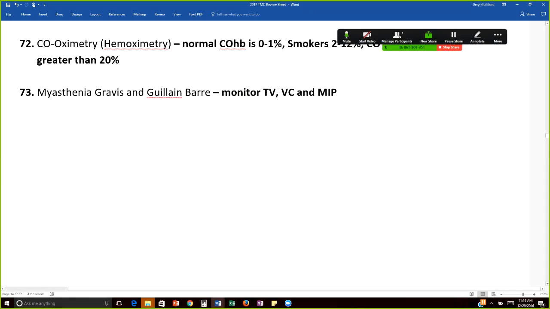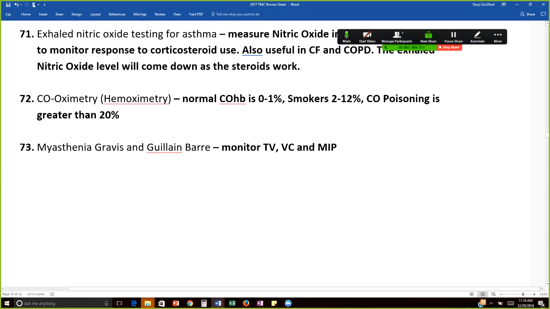Now, you could have a question on your test about carboxyhemoglobin. Very likely, because it's so important, so crucial in the ER. And if you do, you need to know these normal levels. Normal is 0 to 1% carboxyhemoglobin. Smokers, 2 to 12. And carbon monoxide poisoning is defined as greater than 20.